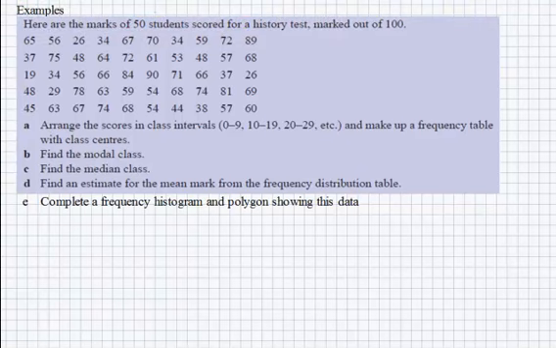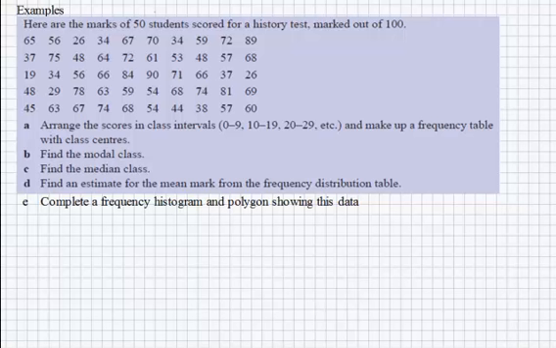Okay, sometimes when there's a large amount of data, it makes more sense to group the data into what we call class intervals. So here we have an example where there are 50 scores. Rather than tallying all 50 scores and marking them individually, what we do is clump them into groups.